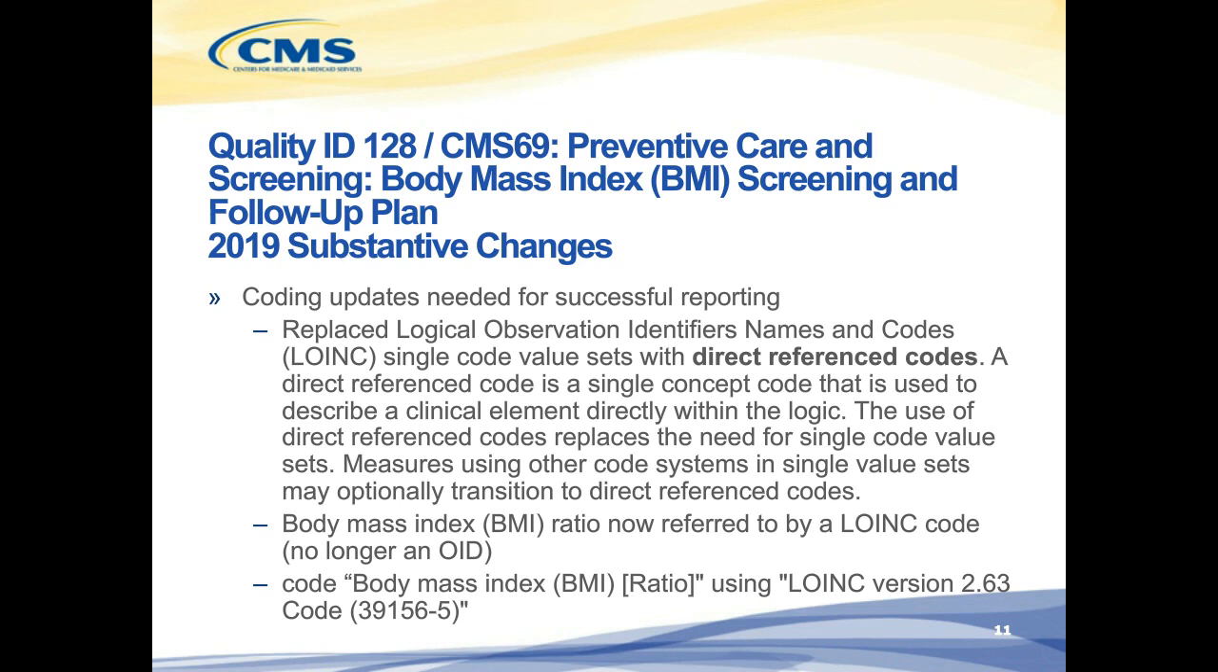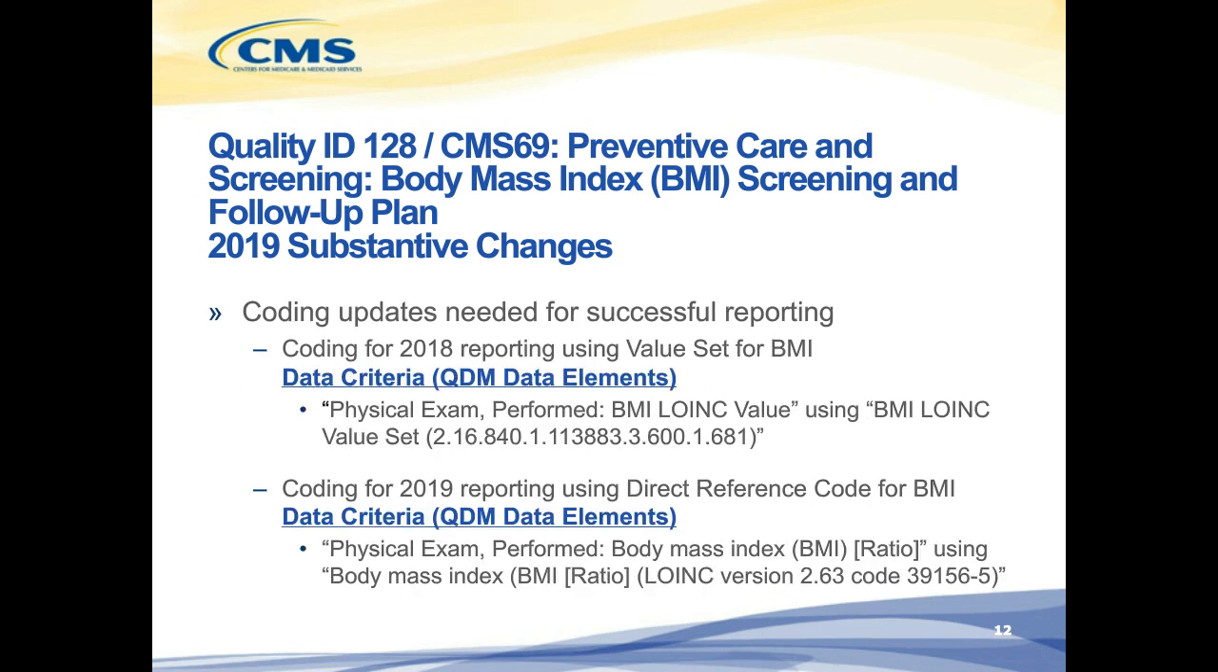For this measure in particular, the value set which represented the body mass index ratio, which was a LOINC value set with a single code, is now simply represented by the single LOINC code. So what that looks like in your specifications, in the data criteria of the eCQM specifications, you'll see a description of all the data elements and the value sets that they are represented by. In 2018, the BMI was the physical exam performed data element, and it was represented by the LOINC value set with that big long string of numbers, which is the OID. For 2019, it looks like the same data element, physical exam performed, with the code description, which is body mass index, BMI ratio, and then you'll see the reference to LOINC, the version of LOINC, and the actual code value.